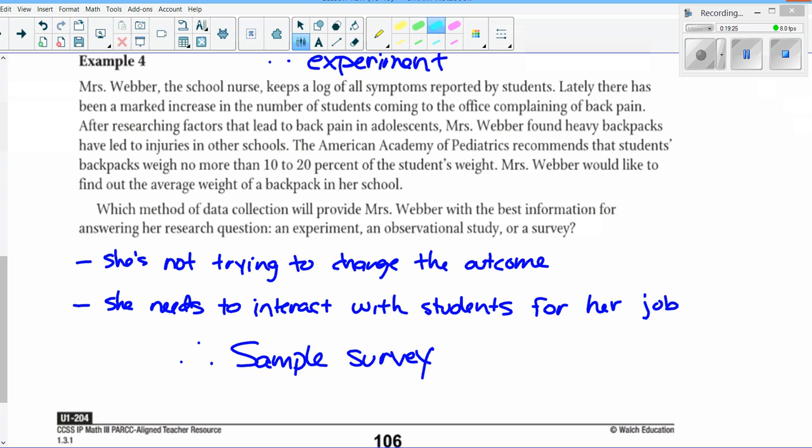So out of your 3 methods, again, observational study doesn't make sense. Experiment, she's not trying to change it. An experiment tries to change, like at the student council when they offered raffle tickets because they wanted more participation. That enticing of a prize gets them to have more outcomes. So those are your 3 methods.